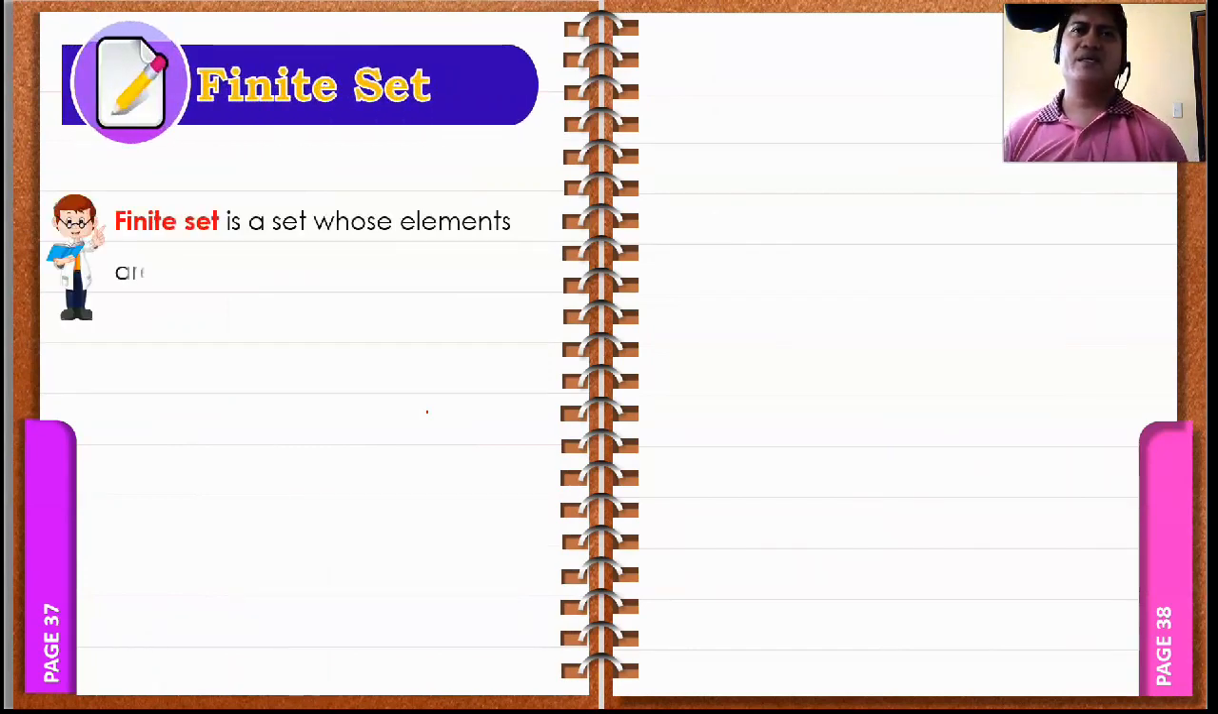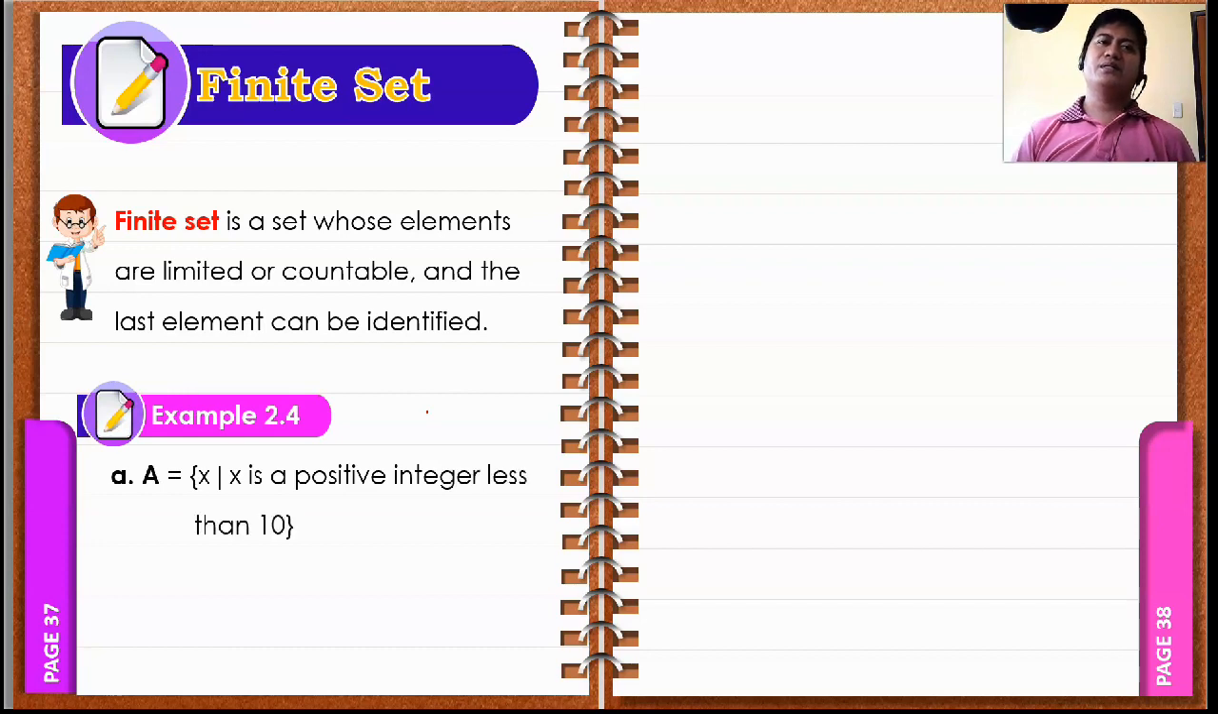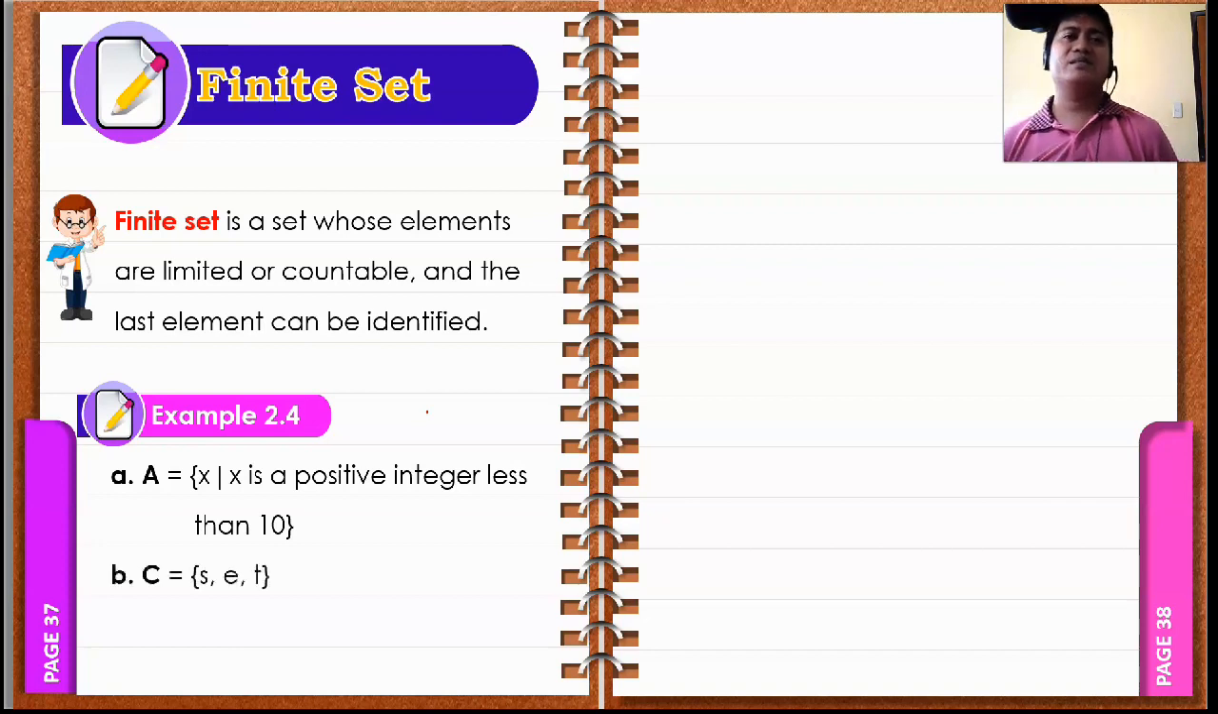When you say finite set, it is a set whose elements are limited or countable, and the last element can be identified. In our previous examples earlier, some of those are finite sets. In that case, we can count how many elements or members are in the given set. For example, set A is a set of all x such that x is a positive integer less than 10. That is our first example earlier. For letter A, we have 1, 2, 3, 4, 5, 6, 7, 8, 9. So we can count how many possible members are there in set A.